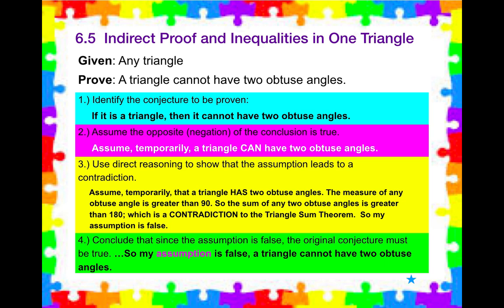And this is the formula that we always use. Number 1, identify the conjecture. Number 2, assume the negation of the conclusion. So you say, if I have a triangle, then this cannot be true. Number 3, use direct reasoning until we hit a contradiction. And then finally conclude that since we have this contradiction, then our original statement must be true.